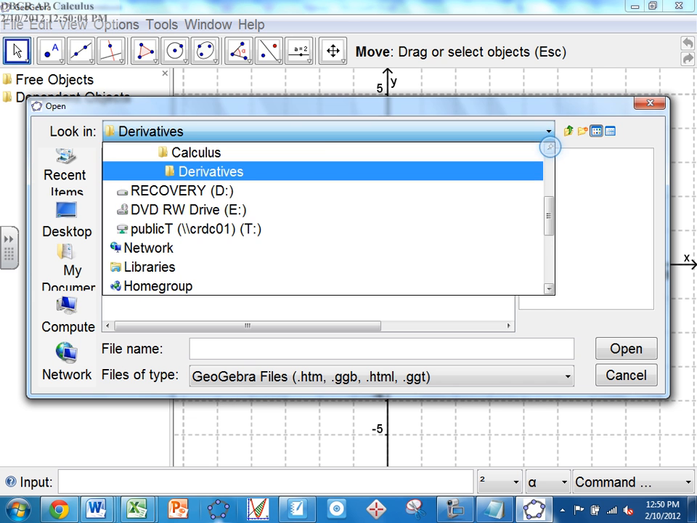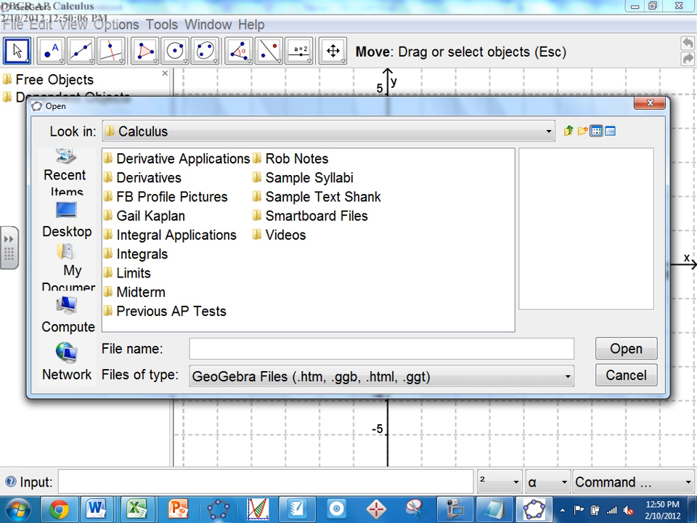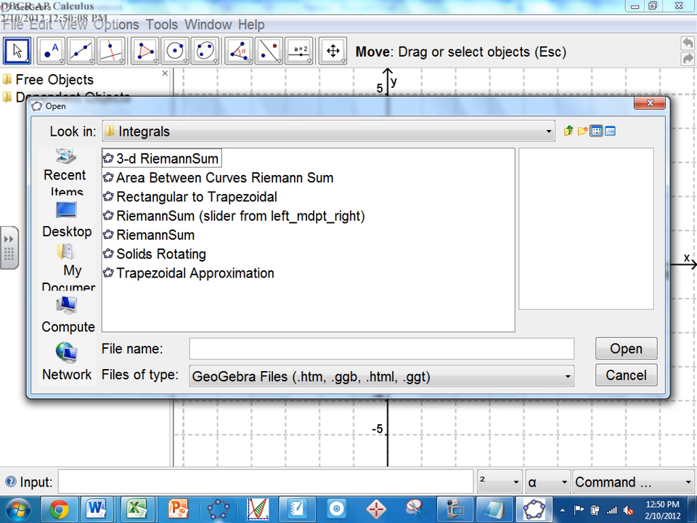Instead of derivatives, we're on integrals. So where's my integrals? What I want to talk to you about today is just the integral and the area under it. So these are all files. Some of them I made. I did not make the 3D one. That's crazy. This one's a lot of coding. I don't know that much coding to do it.